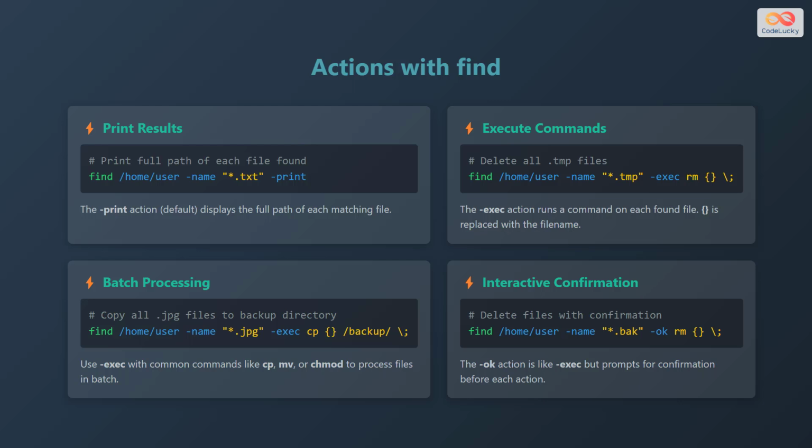If you want interactive confirmation before each action, use the -ok action, which is similar to -exec, but prompts for confirmation before each action. For example, find /home/username -name "*.bak" -ok rm {} \; will prompt for confirmation before deleting each file with the .bak extension.